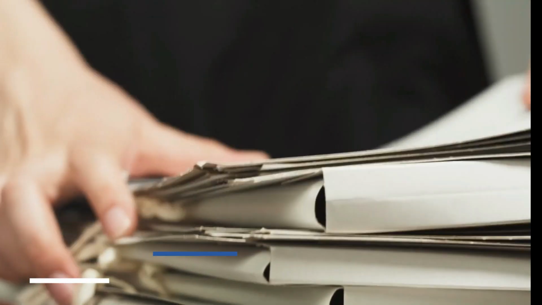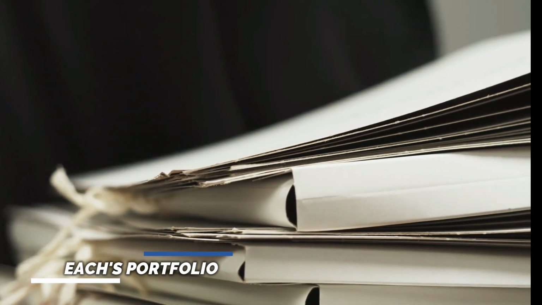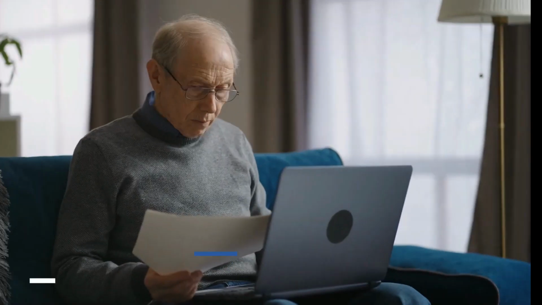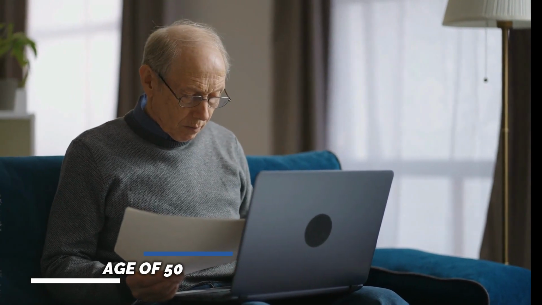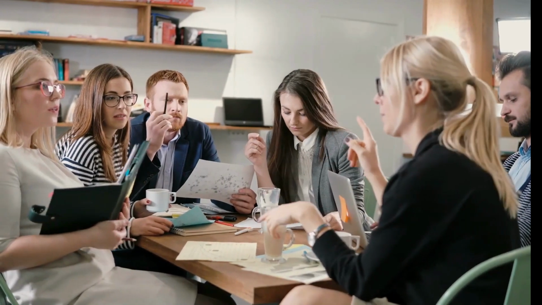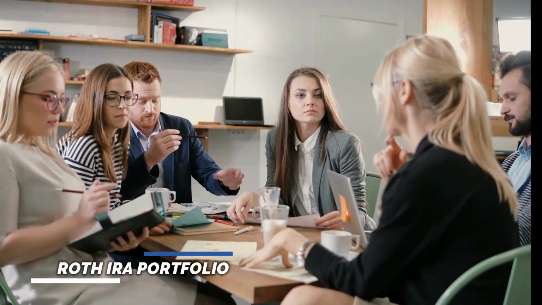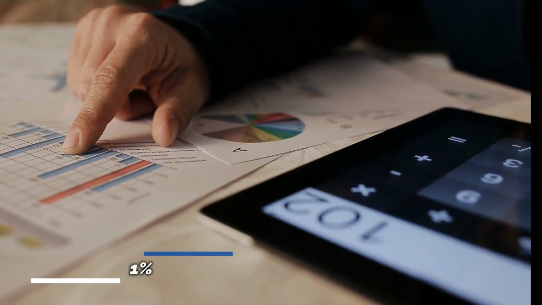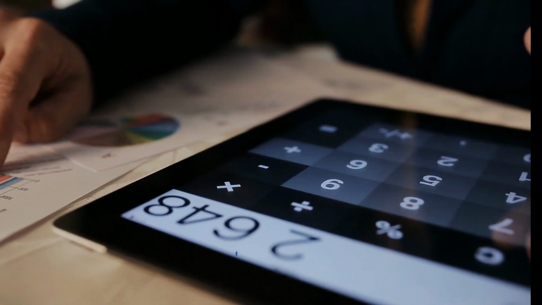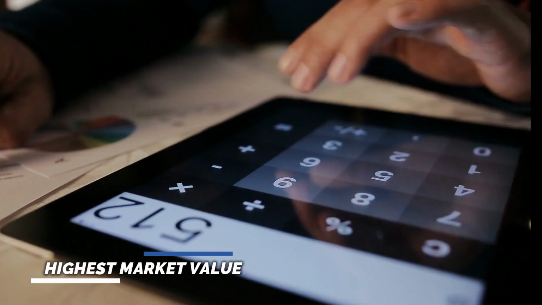All scenarios presuppose that each portfolio receives a yearly investment of $6,000. For those under the age of 50, this is the current maximum Roth IRA contribution limit. We can avoid the cost of taxation on the results by using this annual contribution amount and a Roth IRA portfolio. So, after 5 years, the 1% dividend portfolio with the greatest rate of capital growth and dividend growth would have the highest market value.